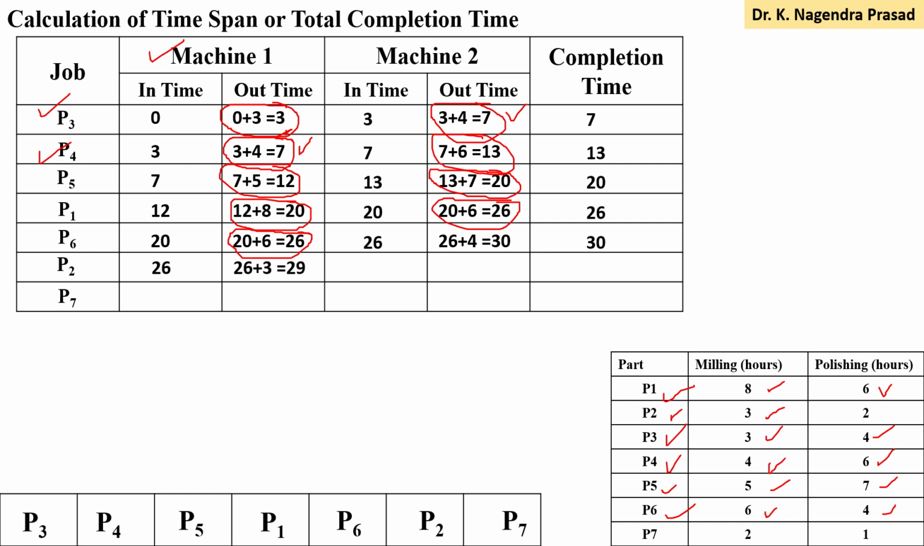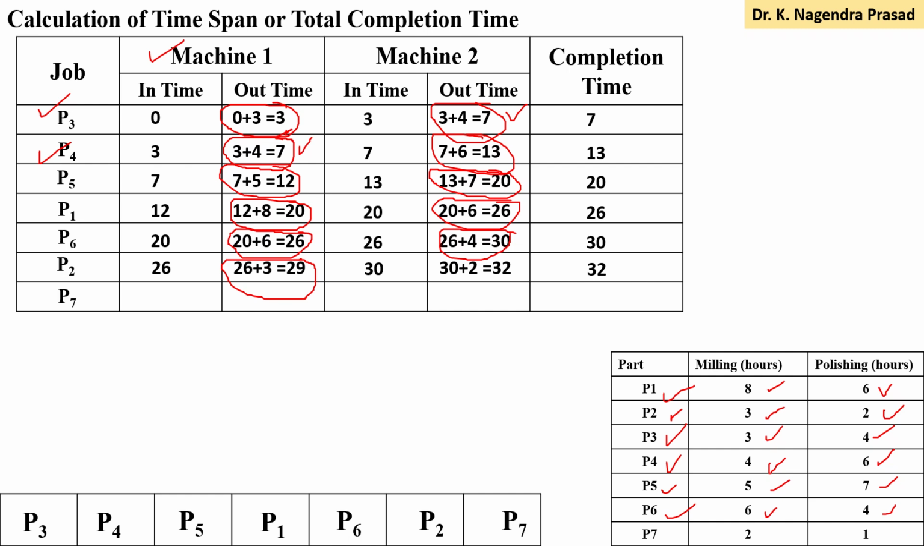Next, in time on machine 2, we have to consider the maximum of the out time of machine 1 and machine 2. So here 30 is the maximum, then I have to consider the in time as 30 and the processing time for P2 is 2. So 30 plus 2 is equal to 32 and total completion time is 32.